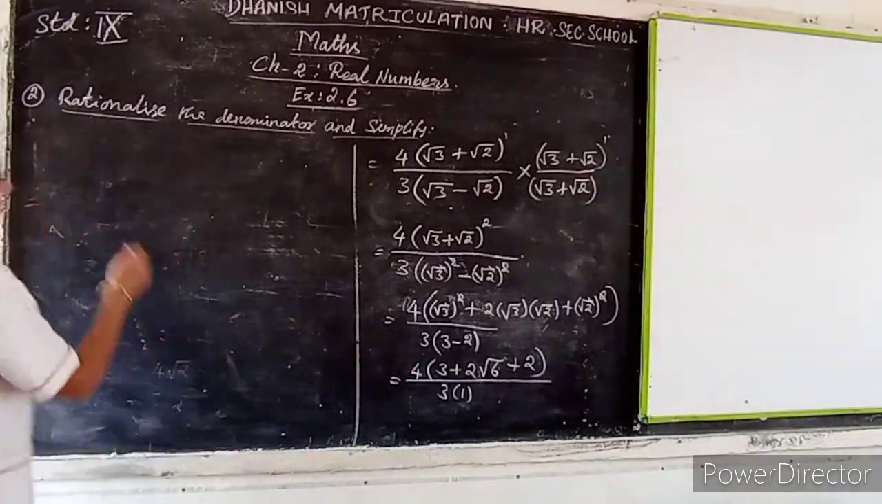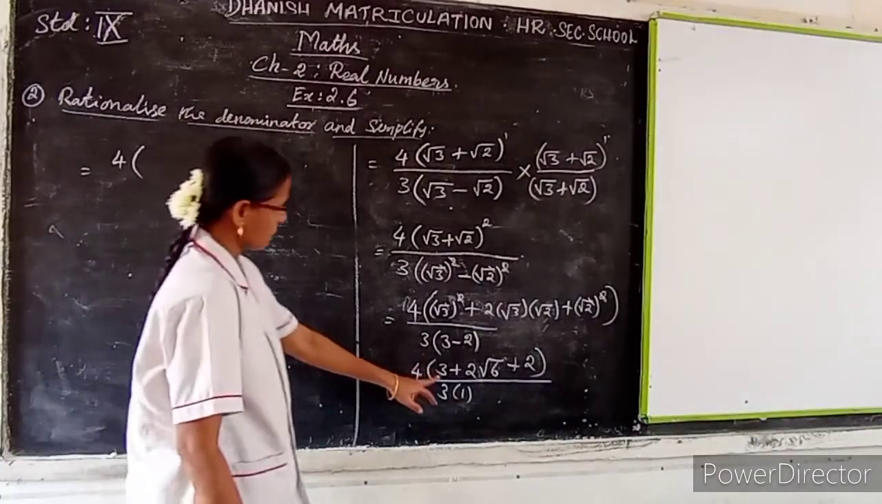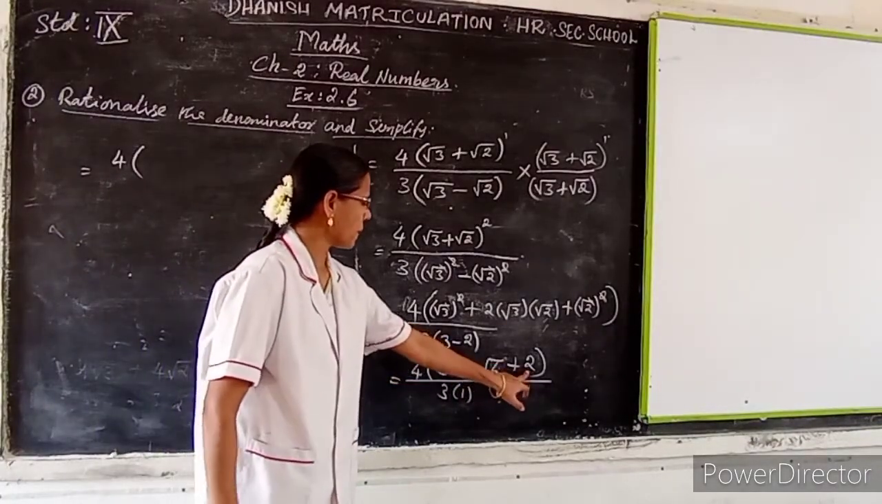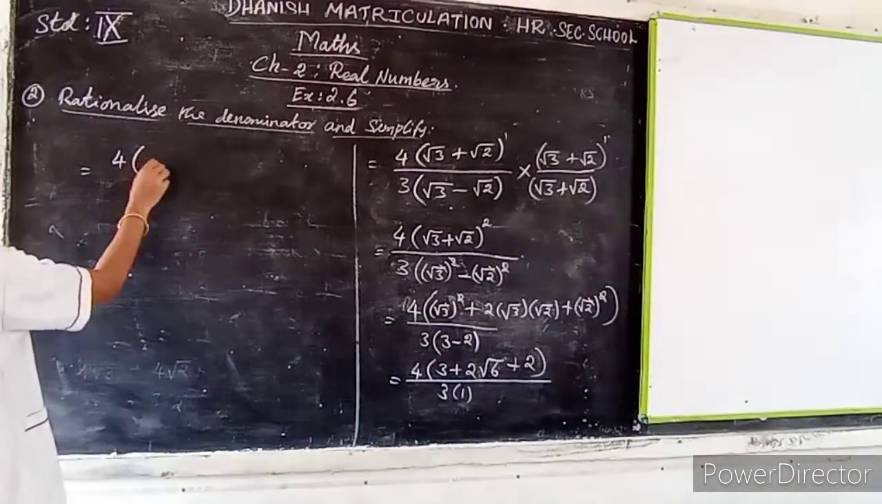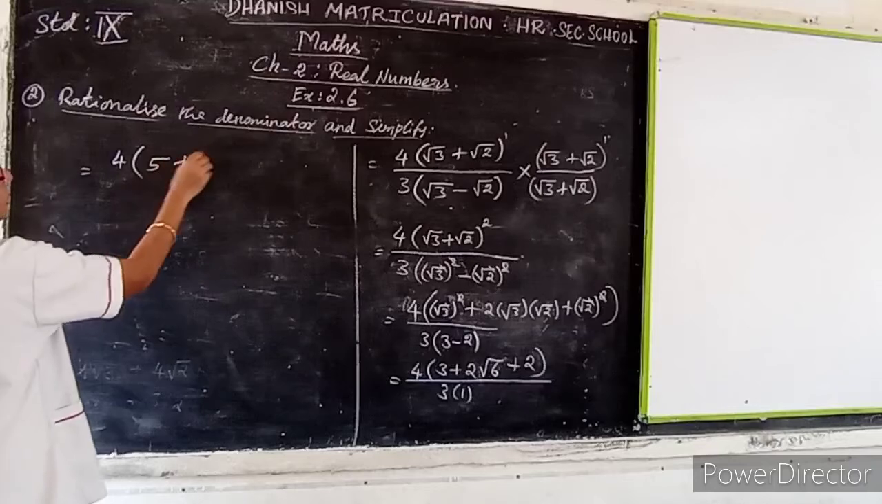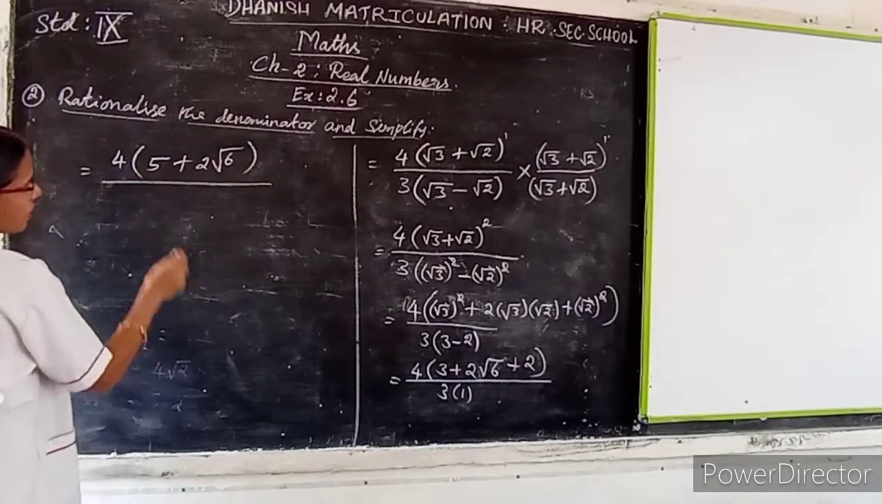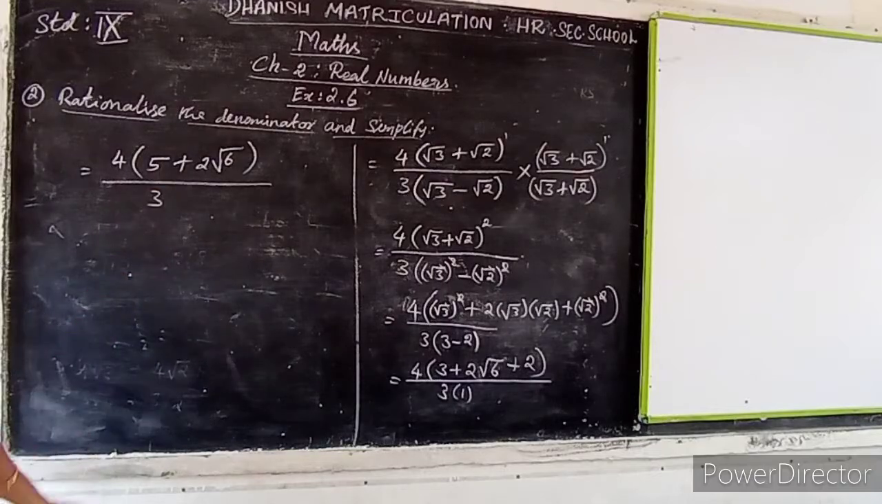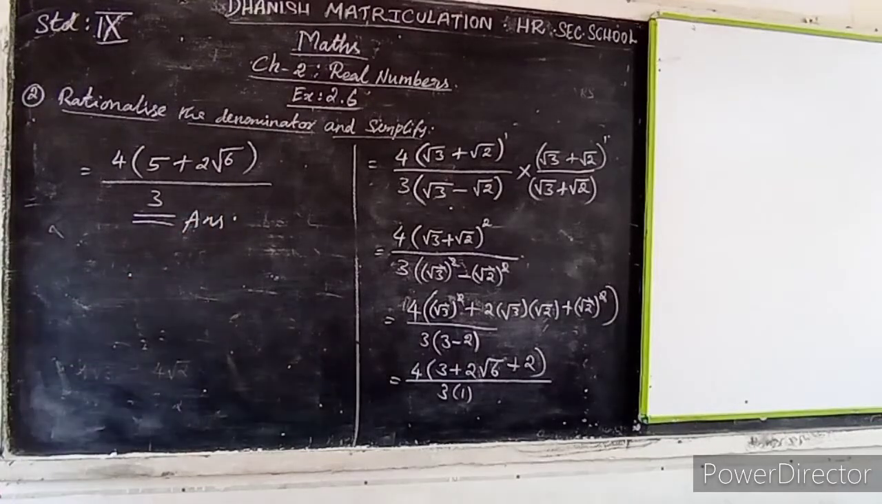Simplify the numerator. 4 into these two terms: 3 plus 2 is a natural number, so 5 plus 2 root 6, divided by 3. That's all. This is the answer for the first question.